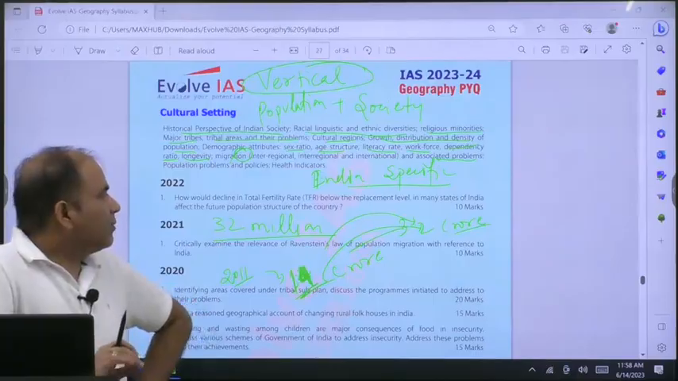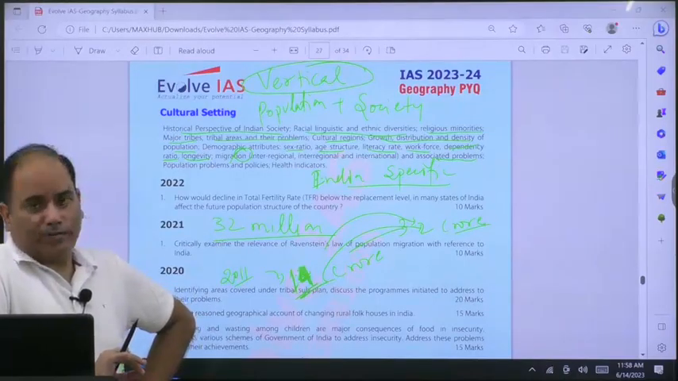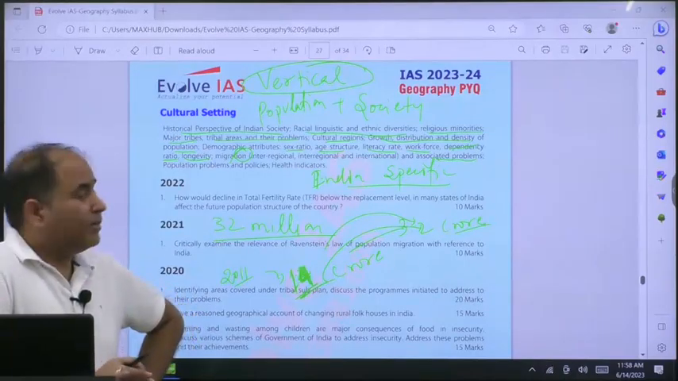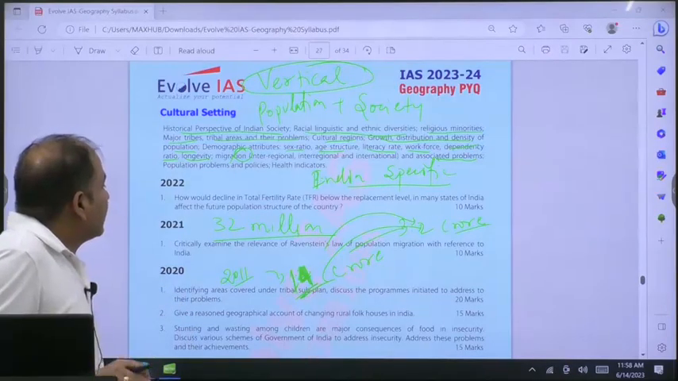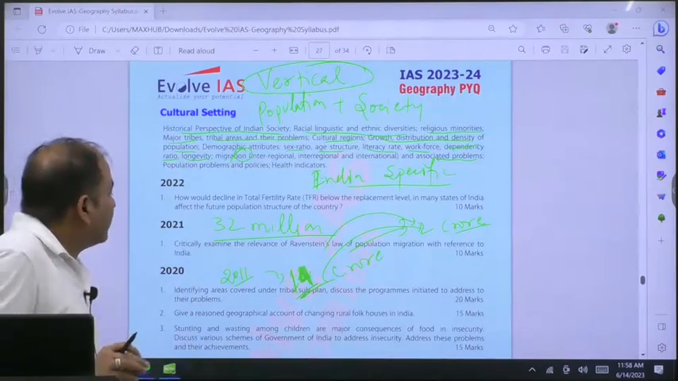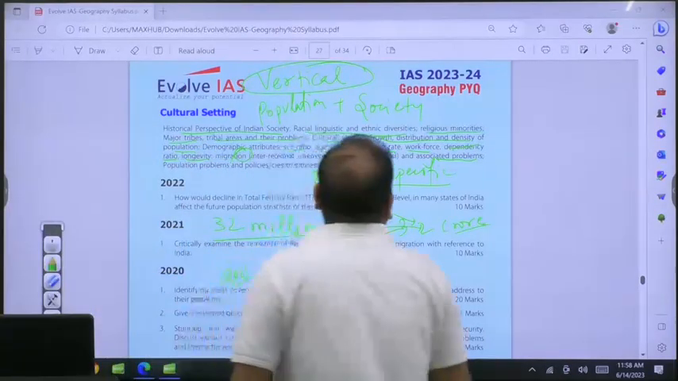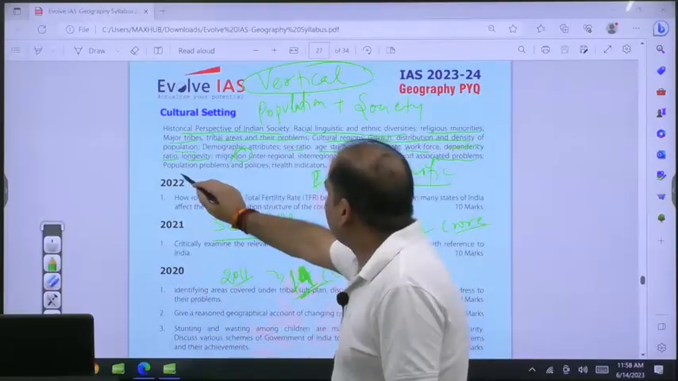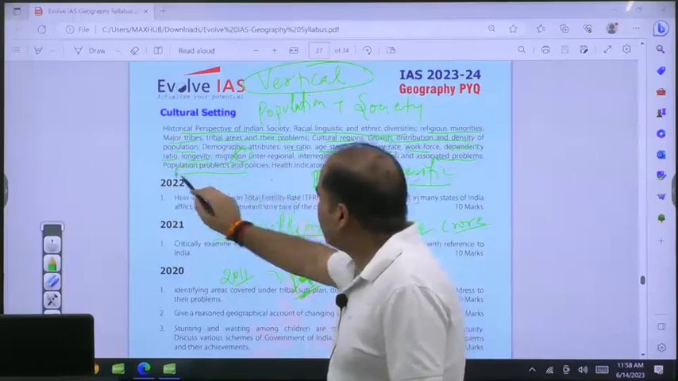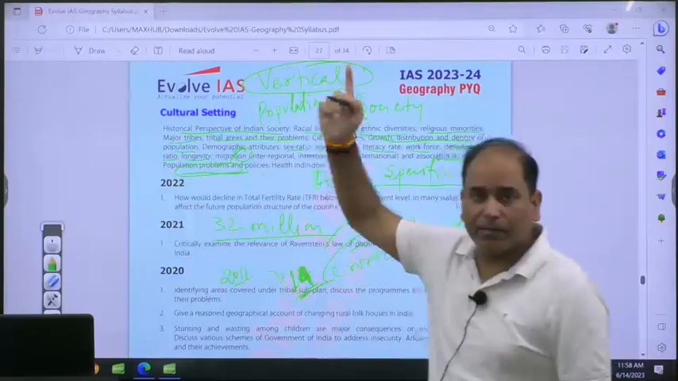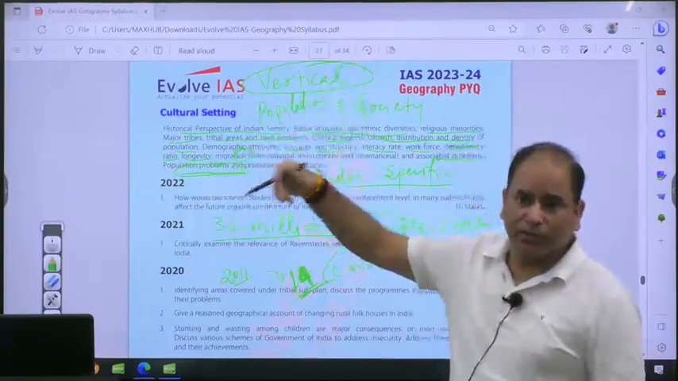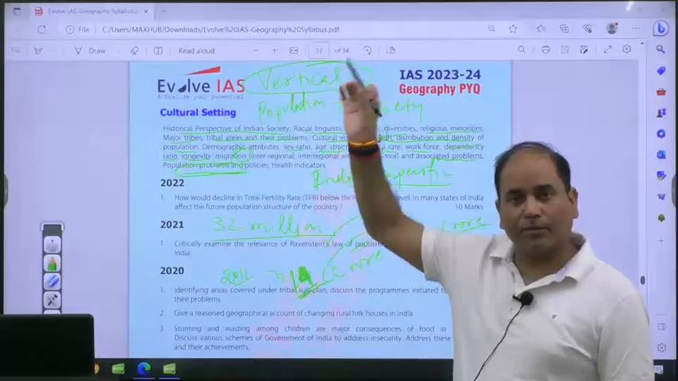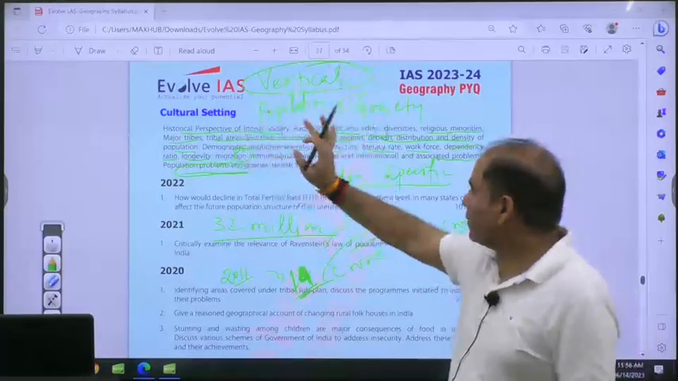Anyway, so migration is a very big problem, both of paper 1 as well as of paper 2. All right. Then we have associated population problems and policies. So population problems and policies is part of paper 1 as well as paper 2. तो दोनों जगह पे population, वहां पे world population problem, यहाँ पे population problem and policy.